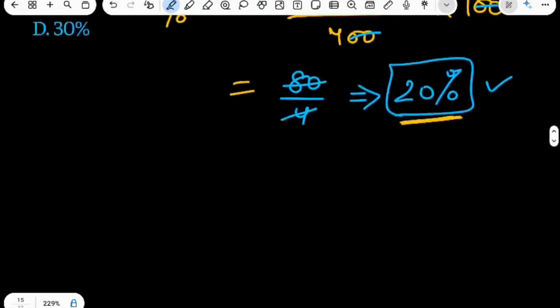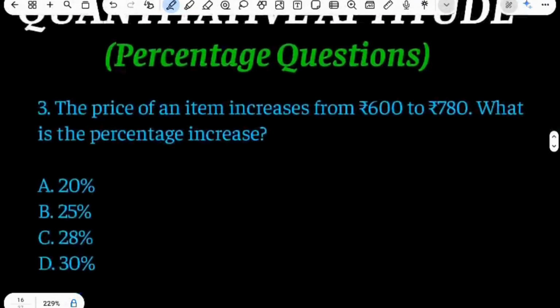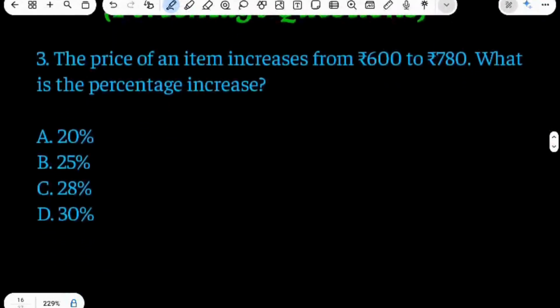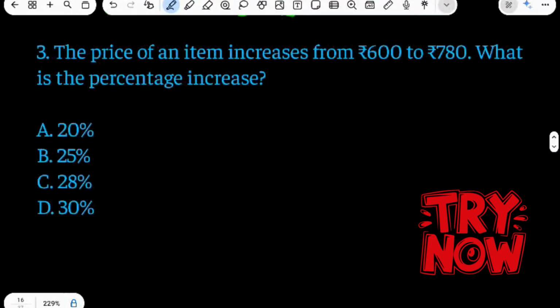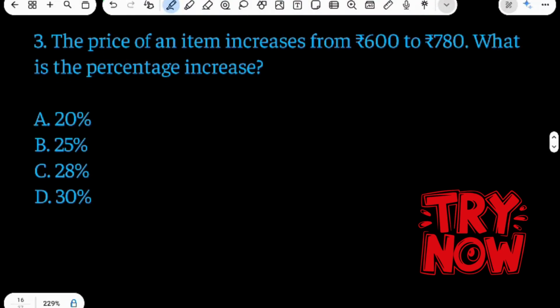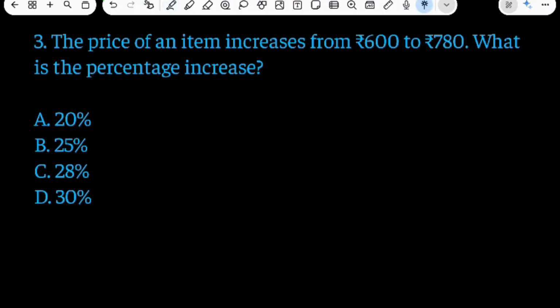Moving ahead with the same type of question, question number 3: the price of an item increases from 600 to 780. What is the percentage increase? I hope you are getting the confidence to solve this type of question with me. Now we have the selling price, that is 780. A person bought an item for 600 rupees and sold it for 780, right? If we are asked the selling price, or the profit value, then we will simply subtract 600 from 780. But here we are asked for the percentage increase.